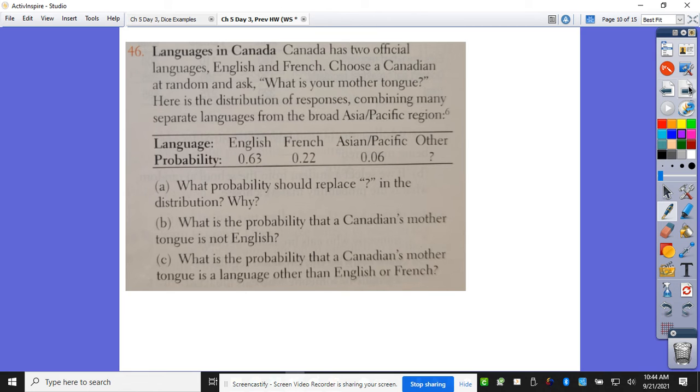Alright, so book work. First one is, what goes here? How do I figure out what goes here? Or why do I know what goes there? They all add up to 1, so how much is left? 0.09. Why? Because the sum of all the probabilities equals 1.